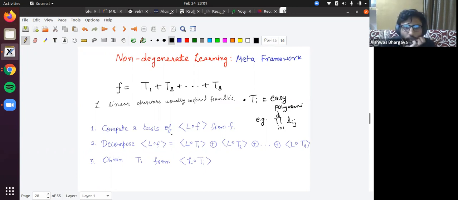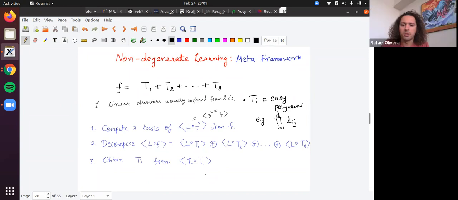For example, on a depth 3 circuit, if you apply the partial derivative, let's say kth order partials, that's a bunch of linear operators. It will give you a space, which in that case would be the kth order partials of f. Now you decompose this space, and you hope to learn from that decomposition your original simple polynomials. So this is a very, very rough meta framework.